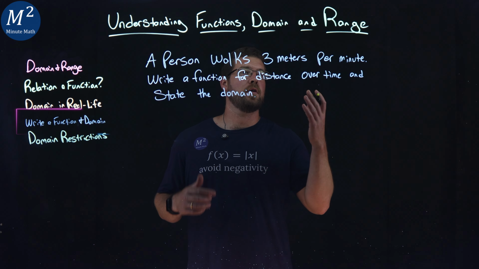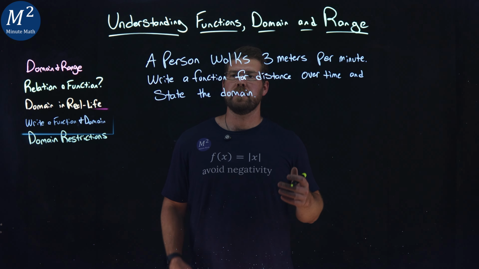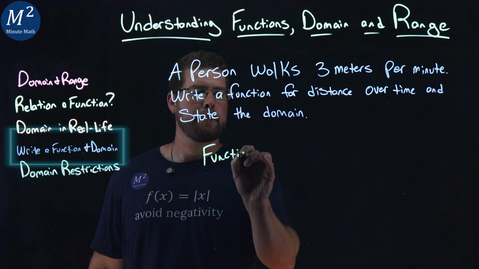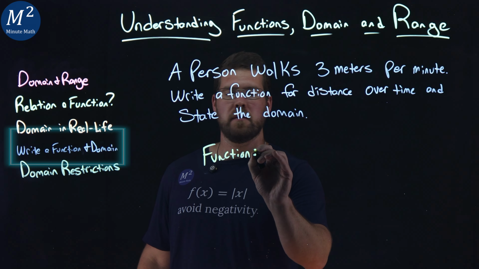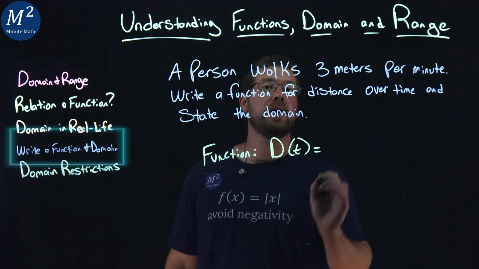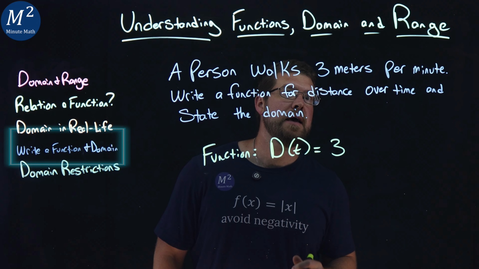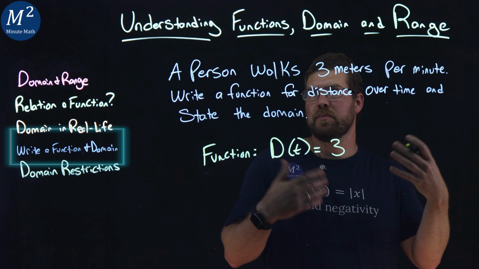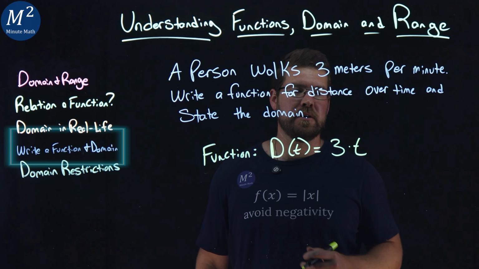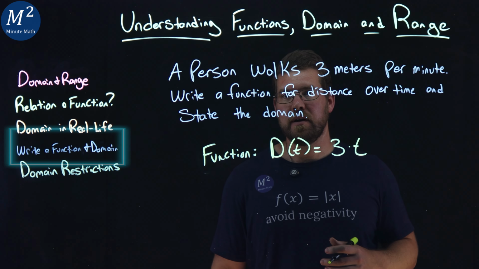A person walks 3 meters per minute. Write a function for distance over time and state the domain. So let's write our function first, okay? So our function here, our distance relationship to time, is equal to, well, they tell us 3 meters per minute, so we can put a 3 here, and we're multiplying that by how many minutes the person's walking, by t, time. Time is in minutes here. So our function here would be d of t is equal to 3 times t.